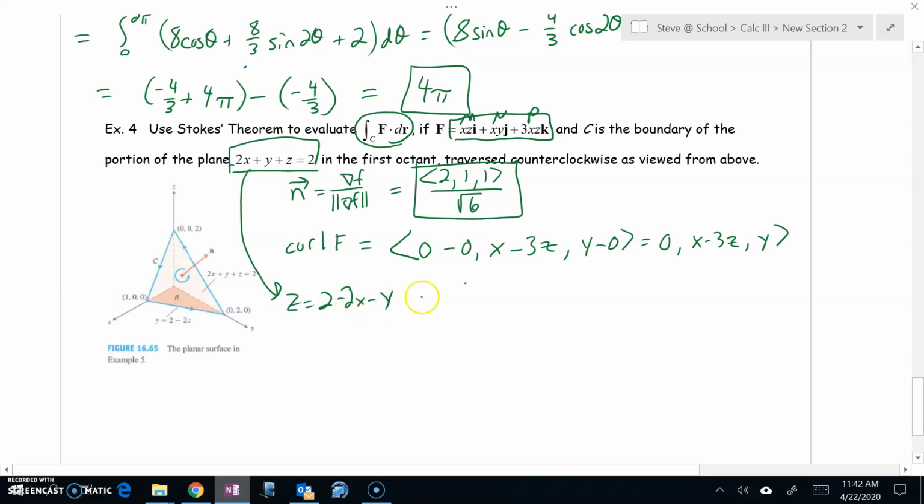So therefore, the curl is equal to 0, comma. When you do the math for this and plug this in, you get 7x plus 3y minus 6. And then this is still y.